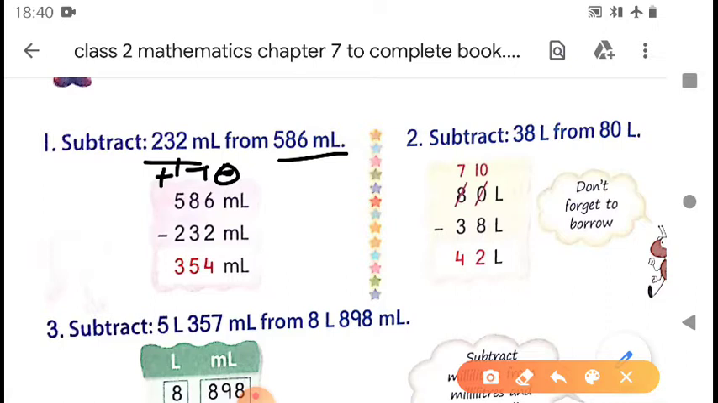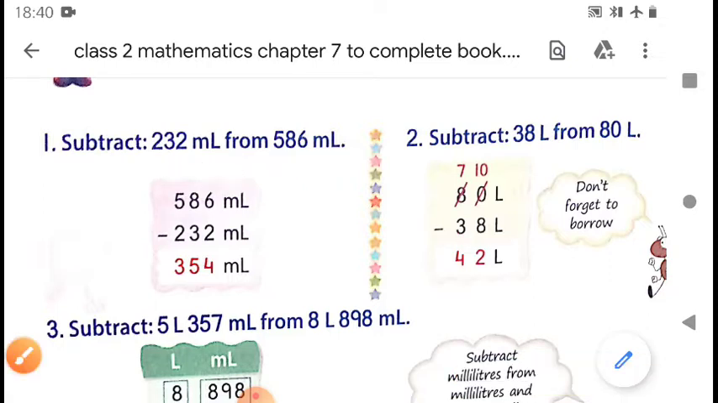Since we cannot subtract 8 from 0, so we borrow 1 from tens place. Borrowing 1 from tens place, we have 10 at ones place and 7 at tens place. 10 minus 8 is equal to 2 and 7 minus 3 is equal to 4. So 80 liter minus 38 liter is equal to 42 liter. It's exactly the same. If we have to borrow, अगर हमें borrow करना है तो हम next place से borrow करते हैं.